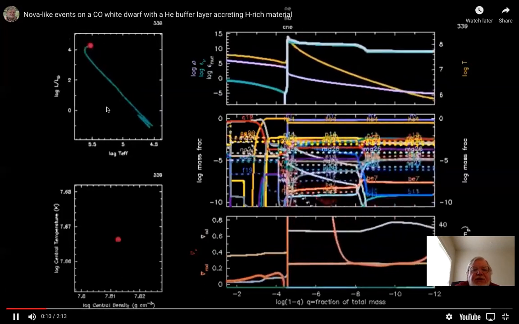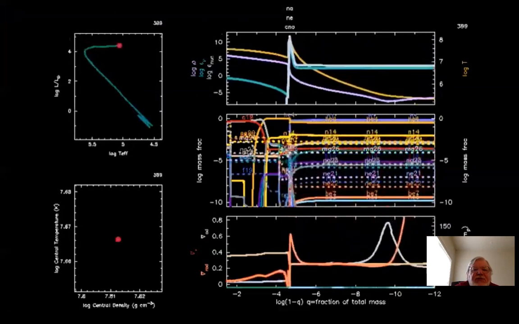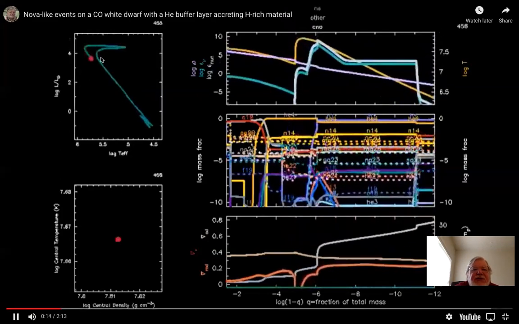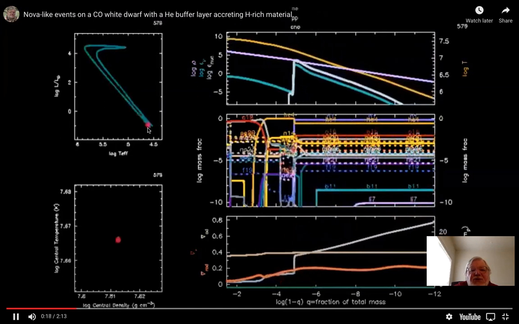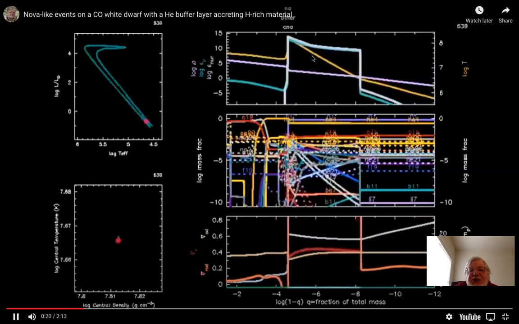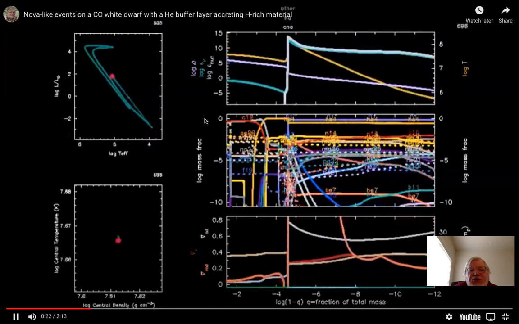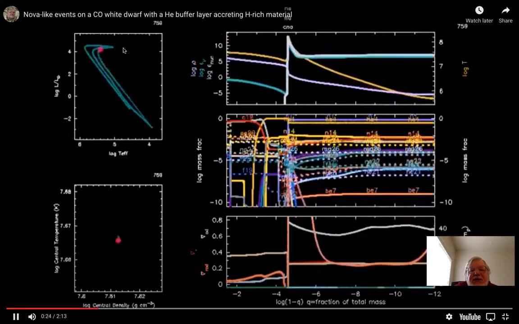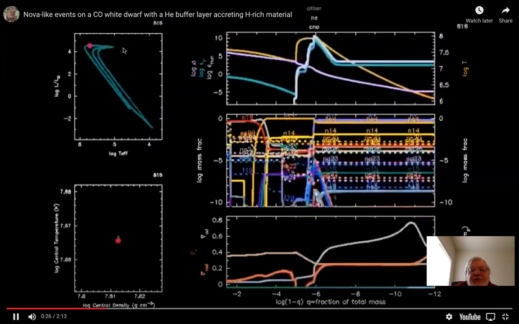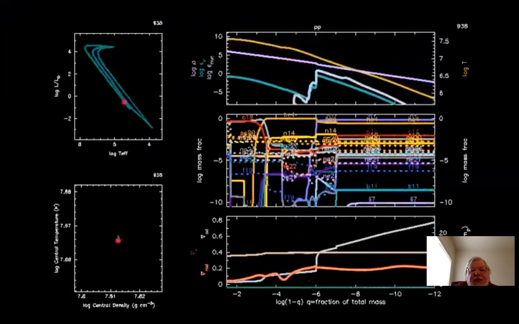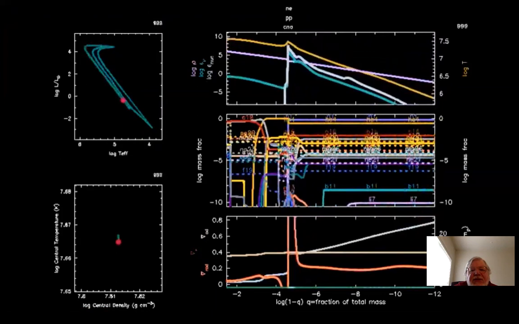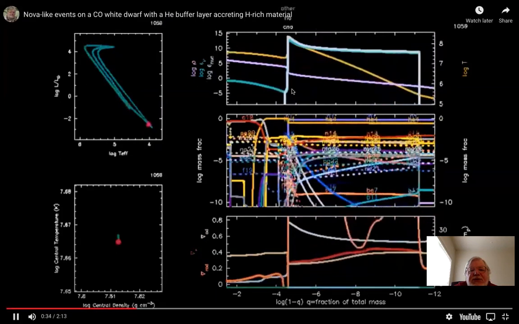You can have a look at this movie later because we don't have time. You can see the star makes a loop. So it ejected its envelope. Now it begins to accrete hydrogen-rich material again. Again, explosion. It makes a loop again. And so on. So it continues making explosions.